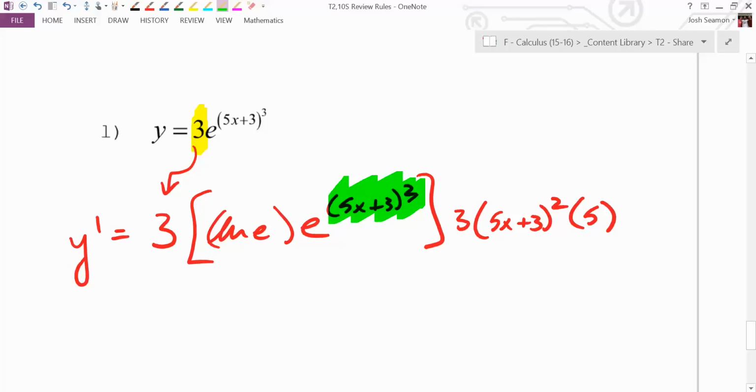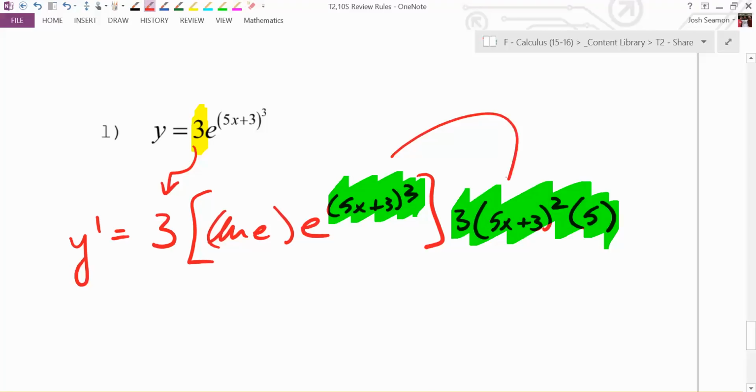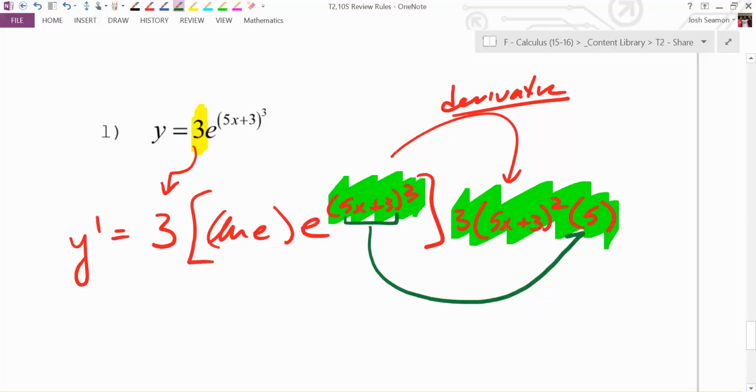This right here, what's the derivative of that? The derivative of that is right there. What did you have to use twice when you did the derivative there? Well, not twice. You had to use the power rule, but then the 5 gets kicked out because of the chain rule. So you're doing them both separately. You're doing the derivative of 5x plus 3 to the third, and then just the 5x plus 3.